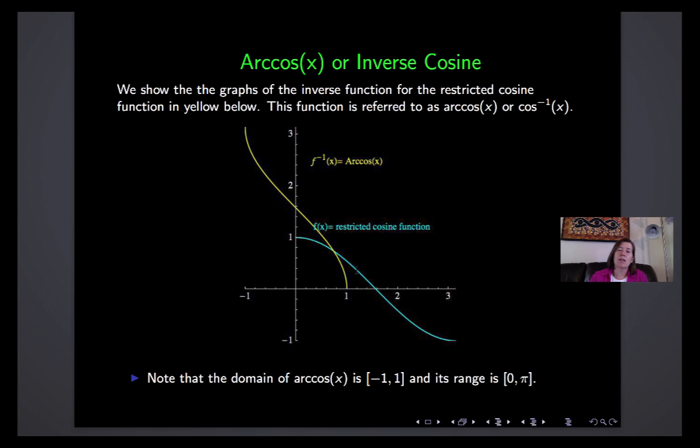Note the domains get switched here. The domain of arc cosine is everything between -1 and 1, which is the range of the restricted cosine, and the range of the arc cosine is the set of angles between 0 and pi.